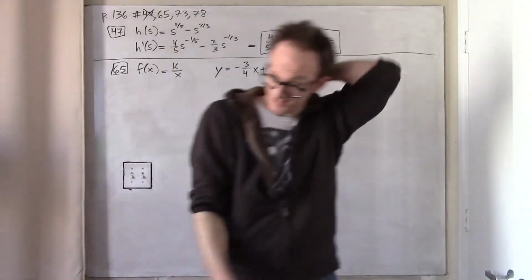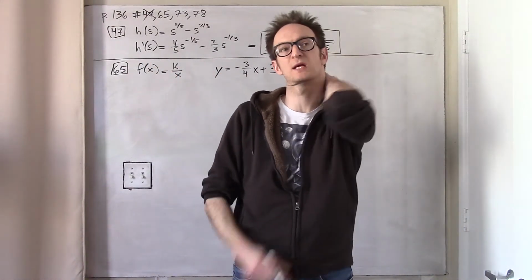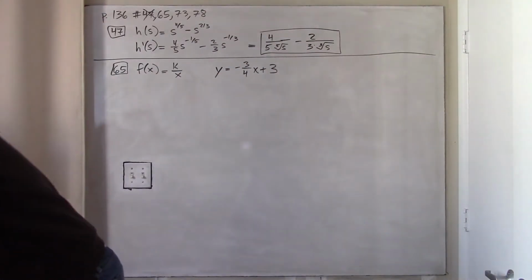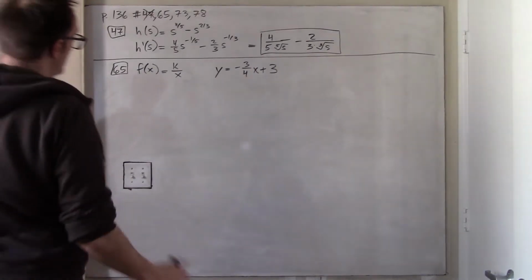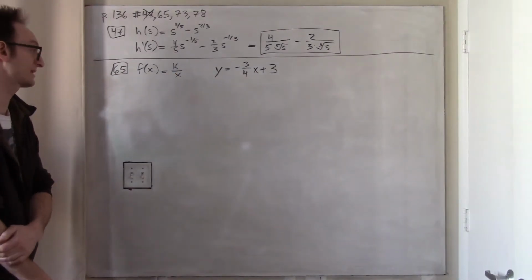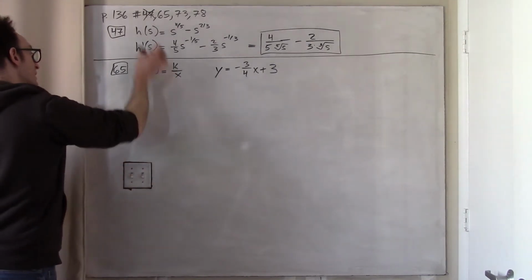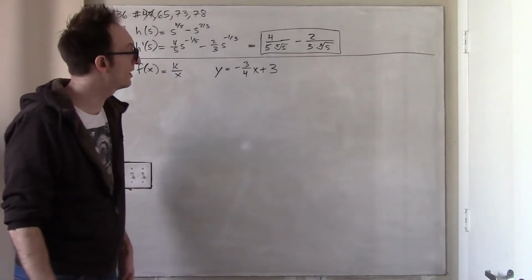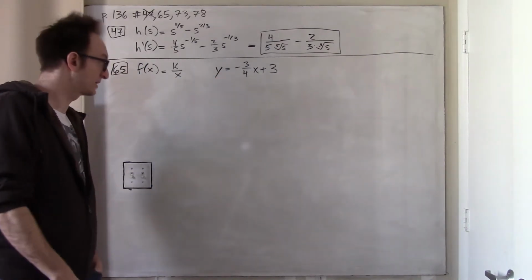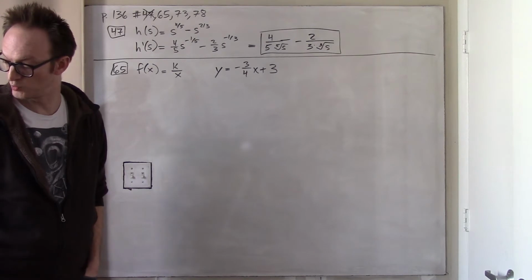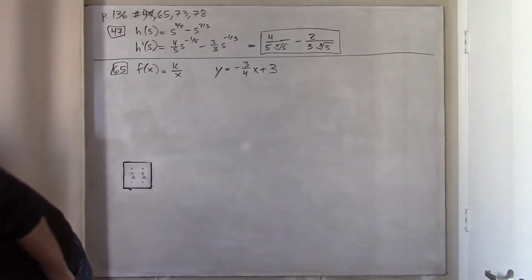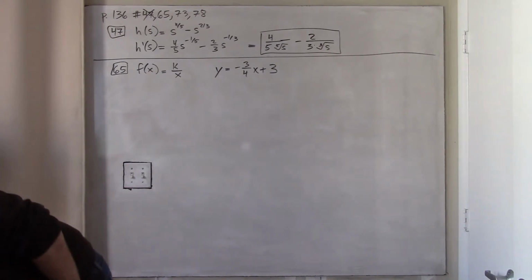65 was almost exactly like 63, this problem that we did in class on Thursday and Friday. What was the problem? They give you a function, but in this case the function is k over x, and I don't know what k is, and in fact the goal of the problem is to find k. What do I know about this function? Well, I know that this particular line, y equals negative 3/4 x plus 3, is tangent to the graph of this function. Yep. So, great.